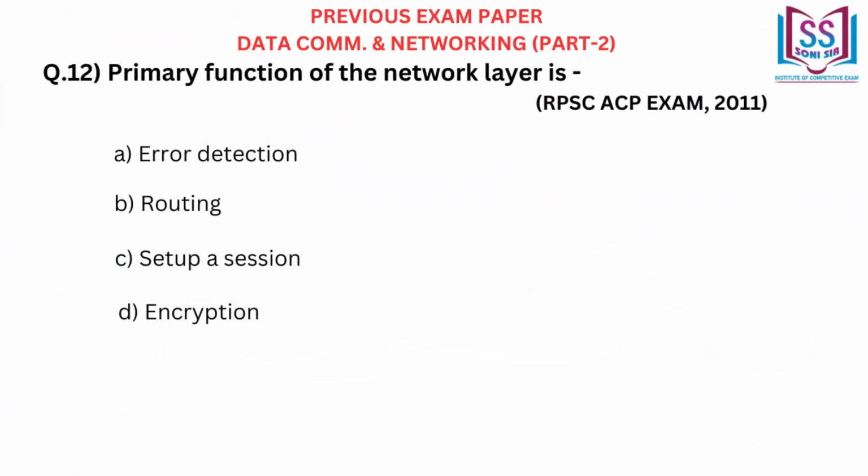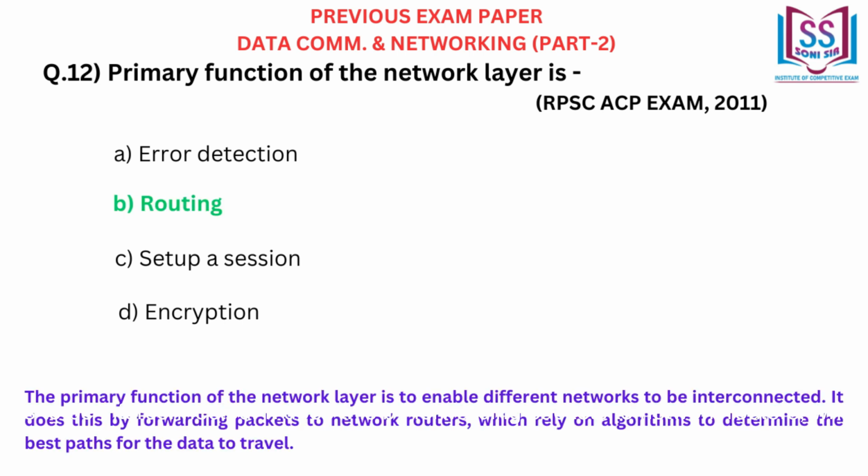The primary function of the network layer is: A. Error detection. B. Routing. C. Set up a session. D. Encryption. Correct answer B. Routing. The primary function of the network layer is to enable different networks to be interconnected. It does this by forwarding packets to network routers, which rely on algorithms to determine the best paths for the data to travel.